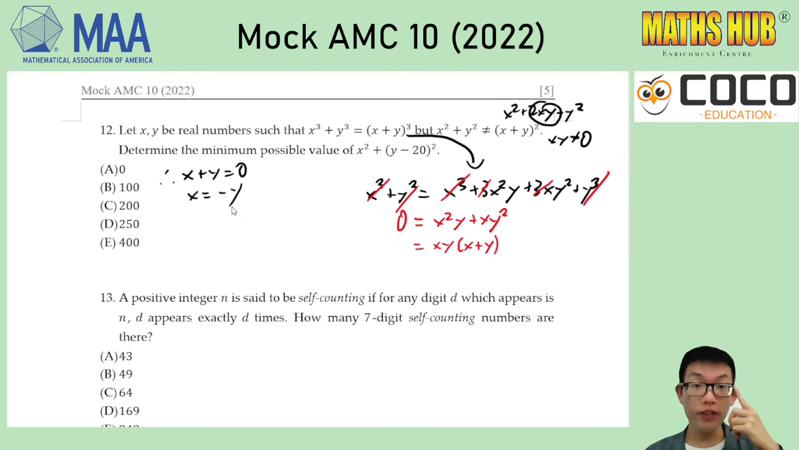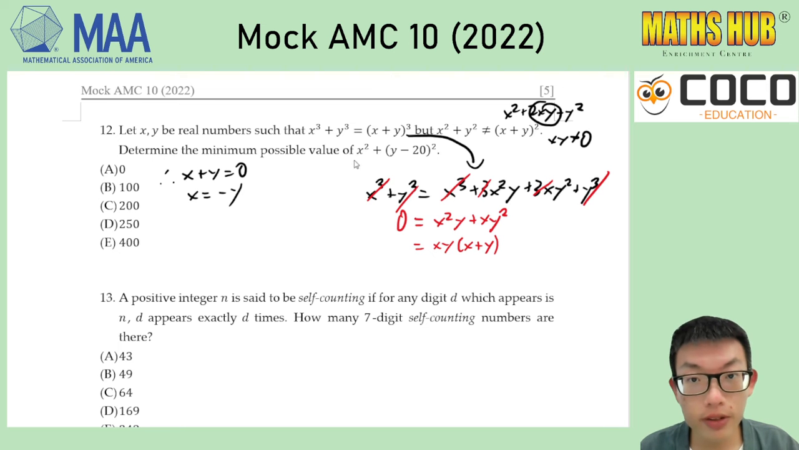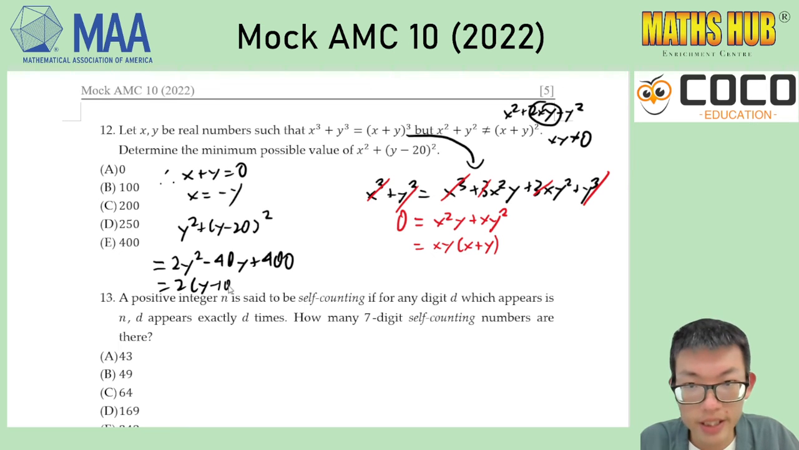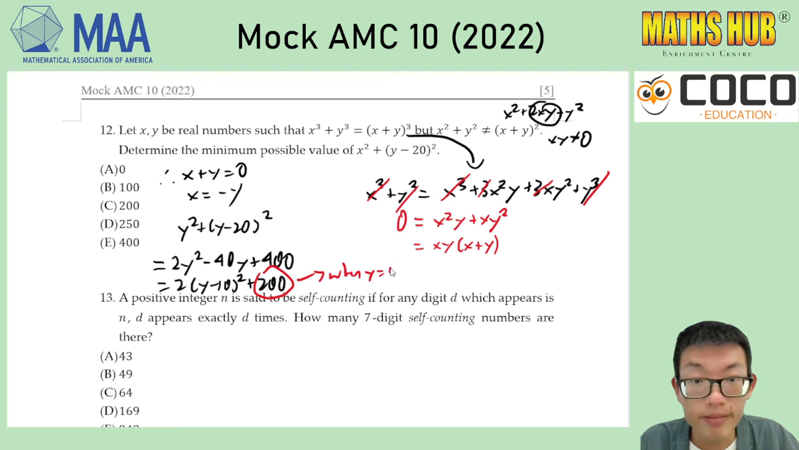Okay, so now that I've got that down, all I need to do in finding this minimum possible value is just substitute in x is minus y, or rather x squared is equal to y squared, and expand this and complete the square. So I'm going to expand this very quickly, complete the square very quickly, and tell you very quickly that the answer is 200, when y is 10 and x is negative 10.